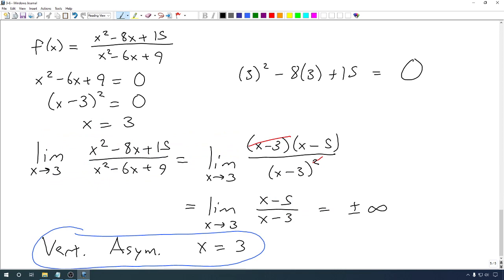Well, that covers vertical asymptotes. We do have another type of asymptote that we're going to talk about. We're going to be talking about horizontal asymptotes. But we're going to have to spend a little bit of time actually talking about those. So we'll have that in our next video.